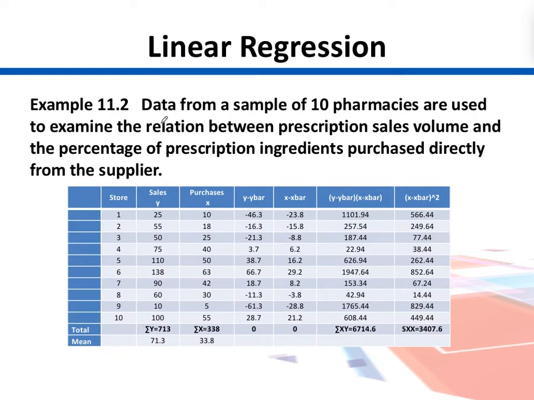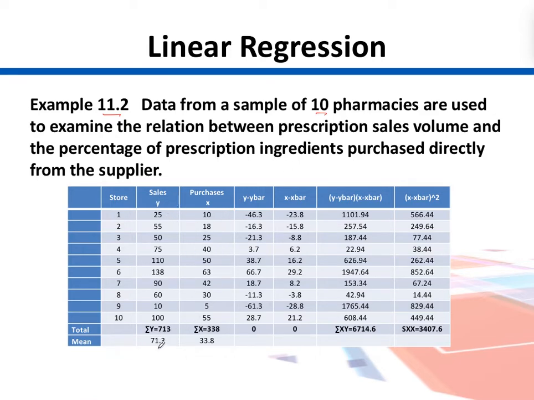Let's understand linear regression with example 11.2 from the book. Data from a sample of 10 pharmacies are used to examine the relationship between prescription sales volume and the percentage of prescription ingredients purchased directly from suppliers. So we have sales represented by Y and purchases represented by X. We are looking for the effect of purchases on sales, so Y depends on X.